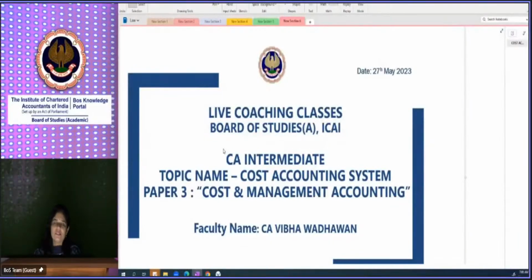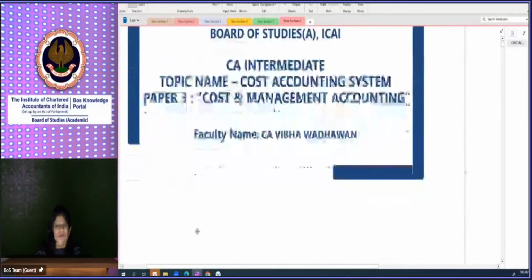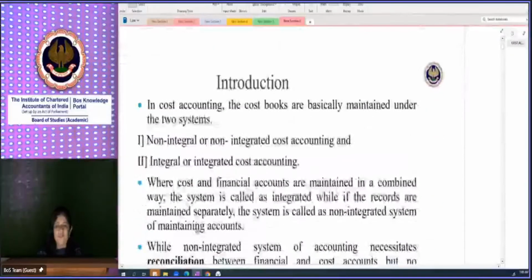So far, you must have done material, labor, overheads, cost sheet. Now we'll be moving to the cost accounting system. We'll be moving to the maintaining of records, maintaining of cost records. So much to learn in this session. Hope you will be into it.